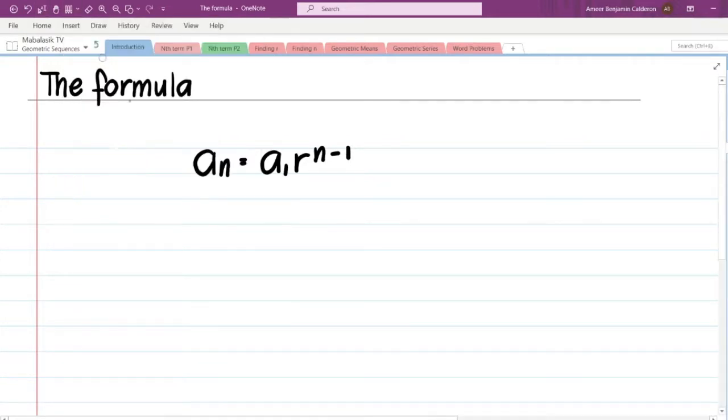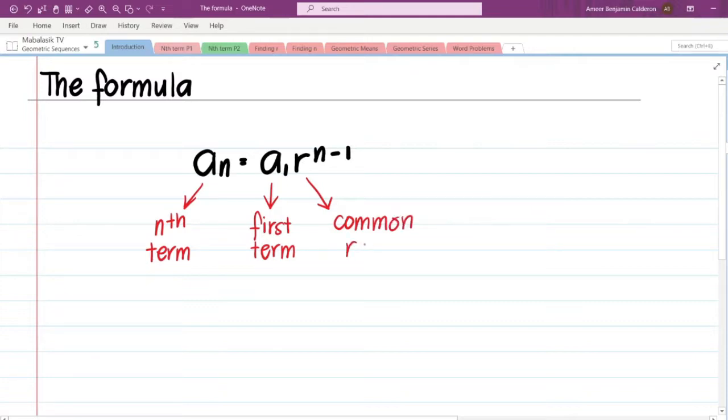where a sub n is the nth term, a sub 1 is the first term, r is the common ratio, and n right here is the number of terms. Let us put this formula to use in our first example.